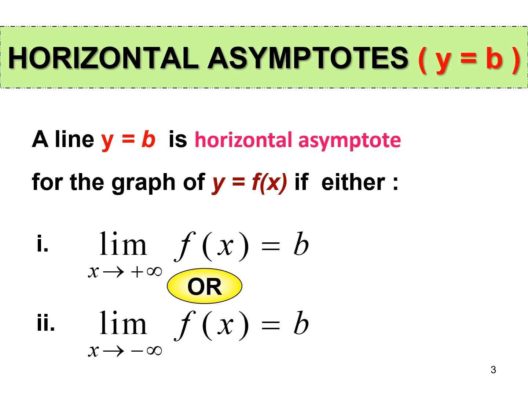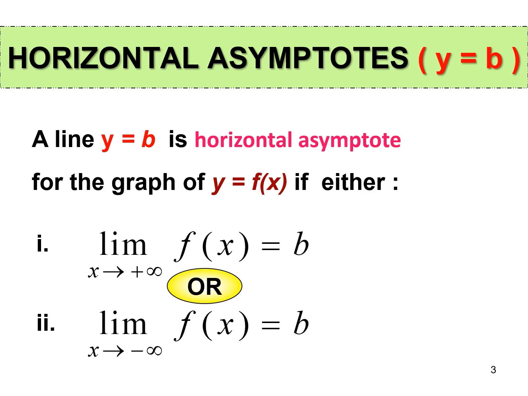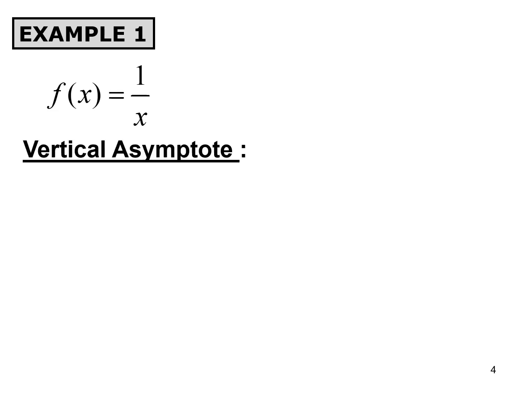And how do we find horizontal asymptote? The method is divide with the highest power of denominator, and this method is already learned in subtopic 8.1. Let's have a look at example 1. The function given is f(x) equals 1 over x.